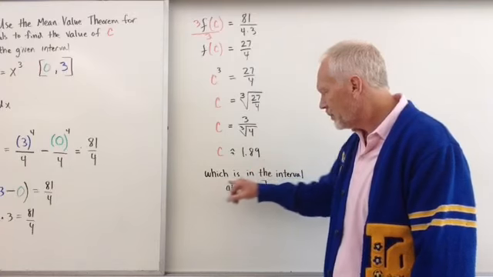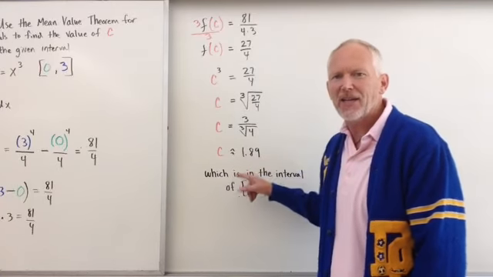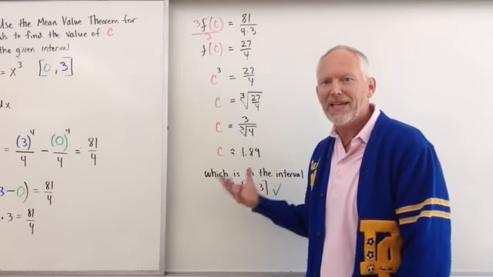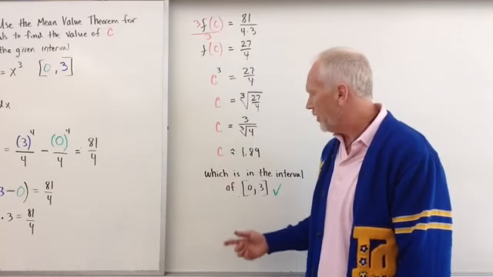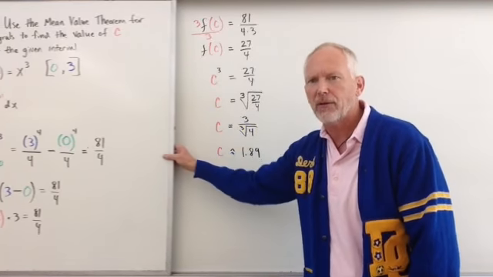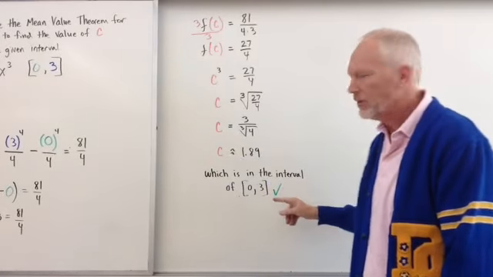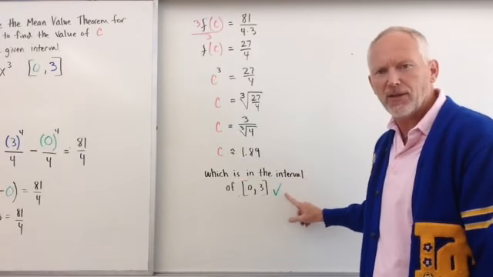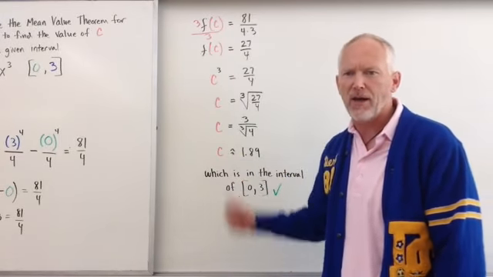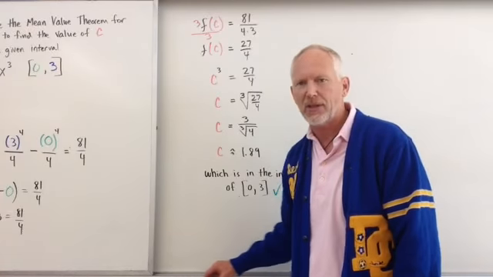And then you want to check, is that c value within the interval? Well, they gave us an interval of 0 to 3, right there. Is 1.89 in that interval? Well, yes, it is in that interval, so it checks out. So that value is a good value for c.